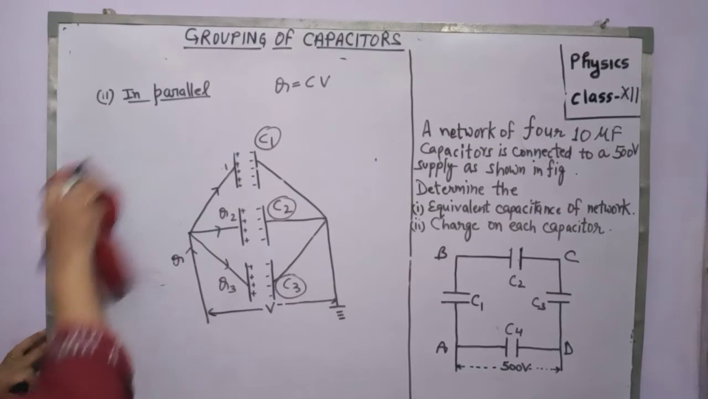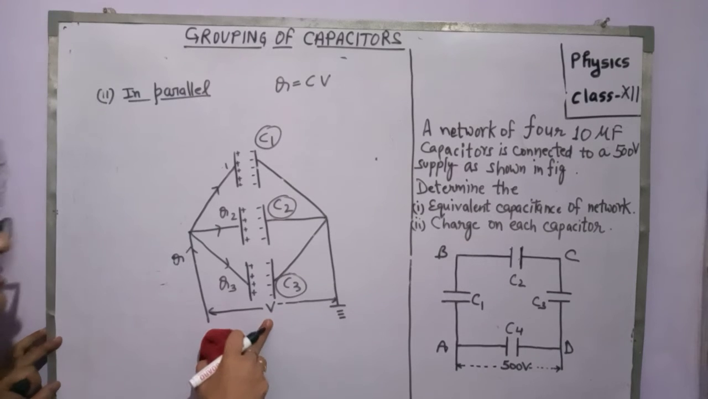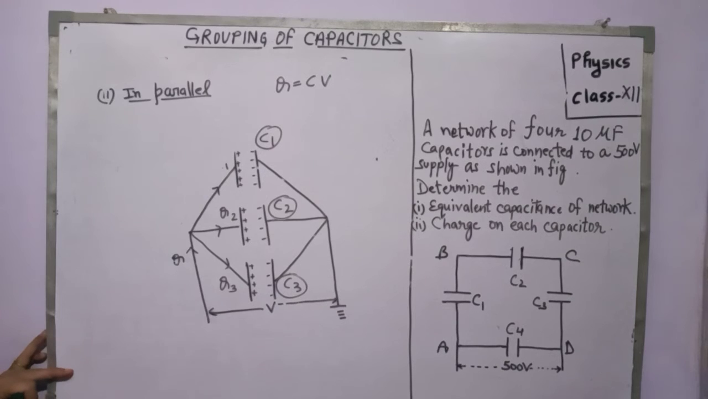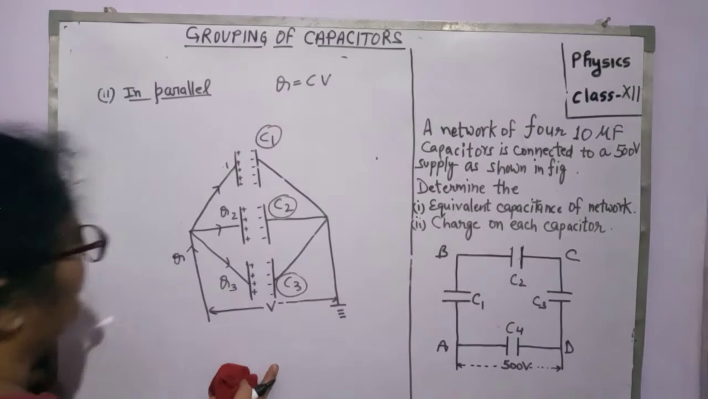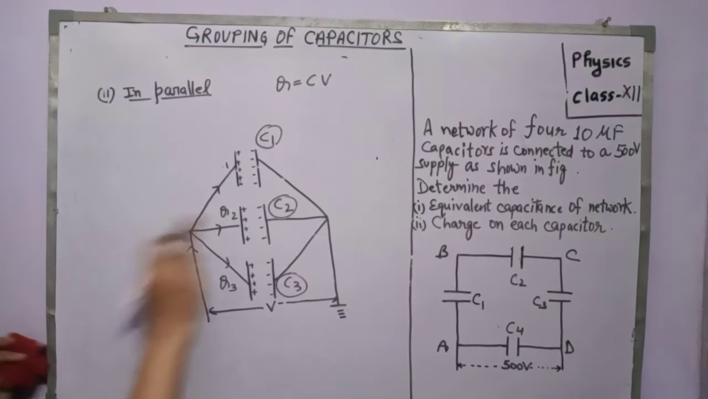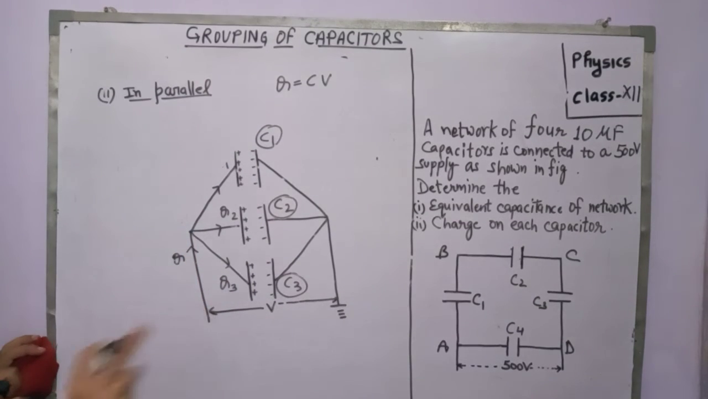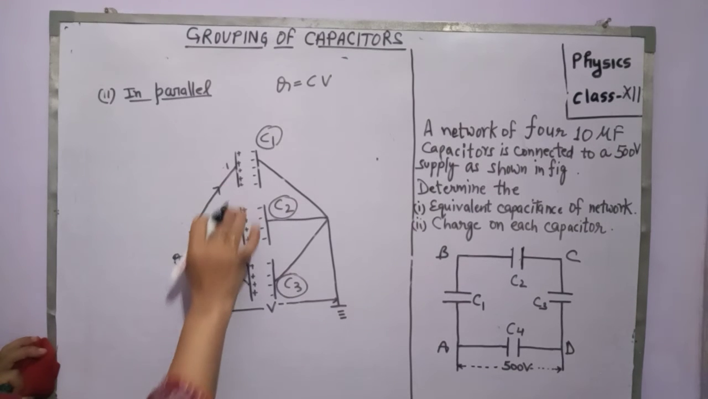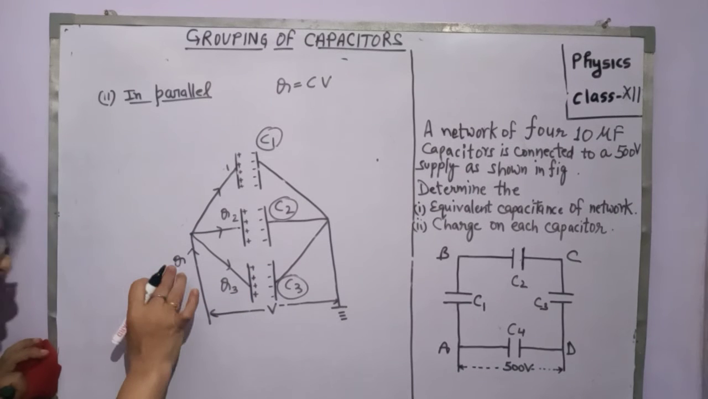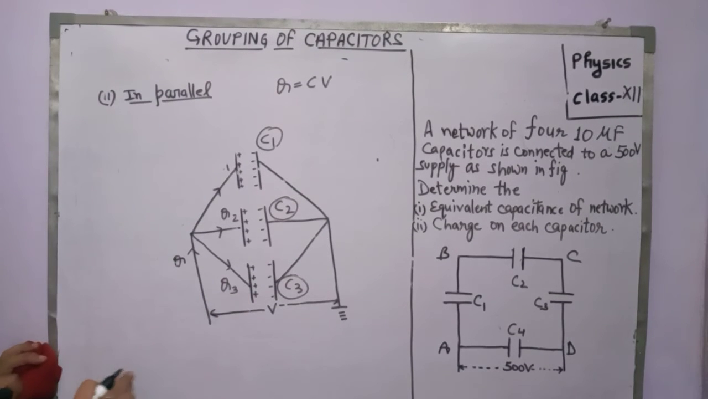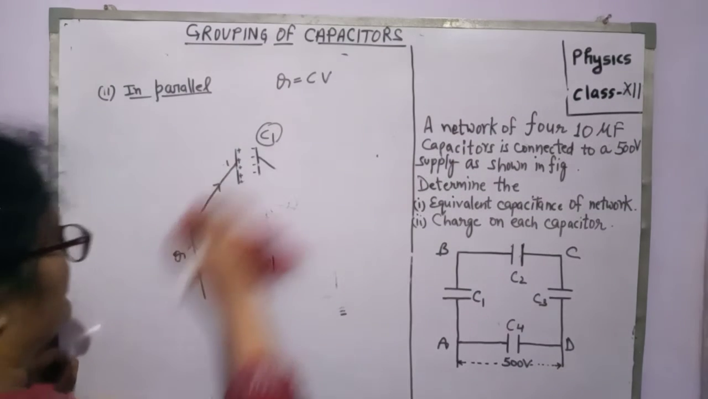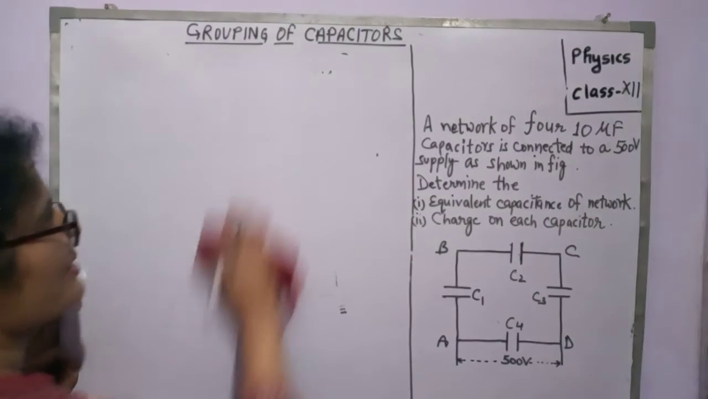In the case of the parallel, V is constant across each of the capacitors, because they are connected in parallel. Here charge Q is distributed: on the first capacitor Q1, on the second capacitor Q2, on the third capacitor Q3. Then Q is equal to Q1 plus Q2 plus Q3. Write the value of Q1, Q2 and Q3, and we will get here Cp is equal to C1 plus C2 plus C3. So this is the formula for grouping of capacitors in parallel.